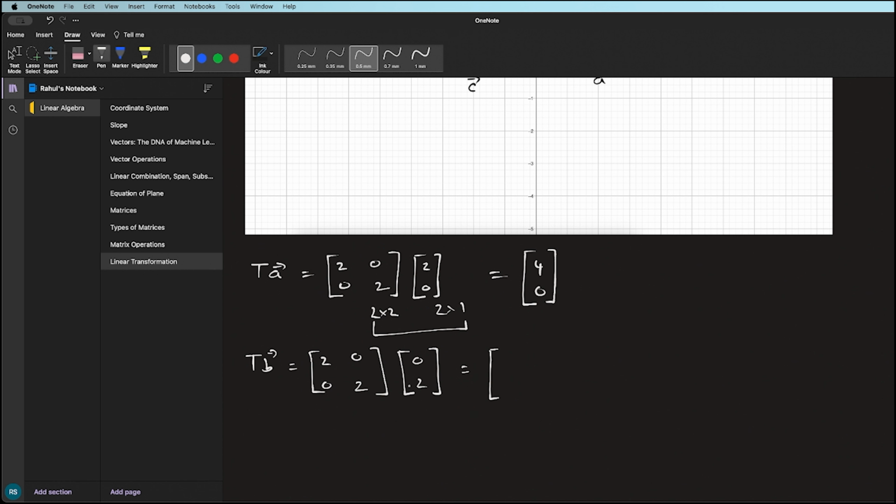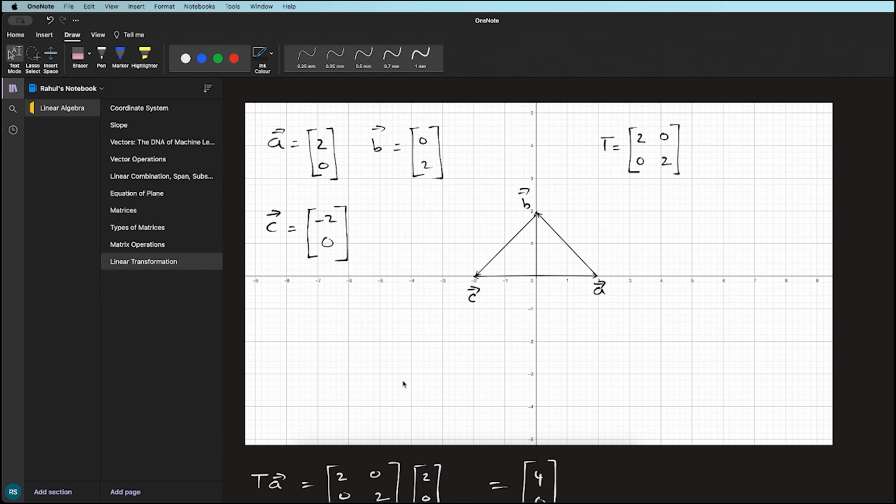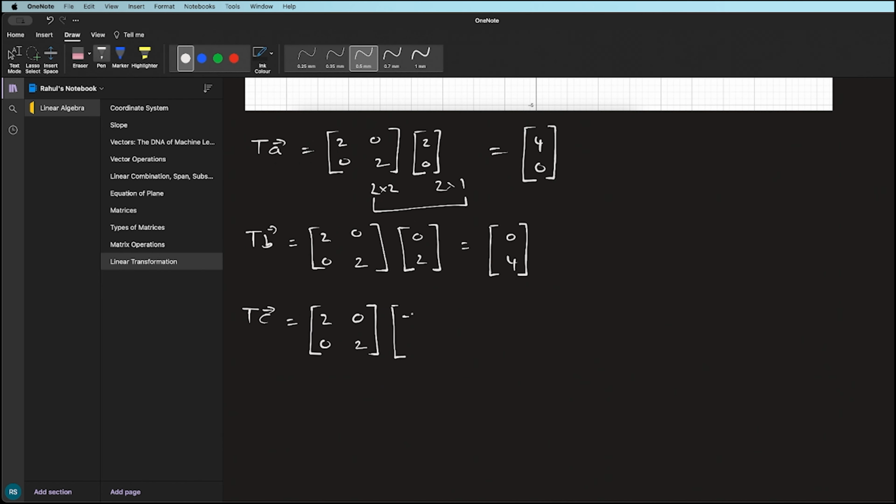So the answer will be 0, 4. And similarly, by applying the transformation on vector C, it will be 2, 0, 0, 2. Then the vector C is -2, 0. So the answer is -4, 0. So I have got the transformation of vectors A, B and C.